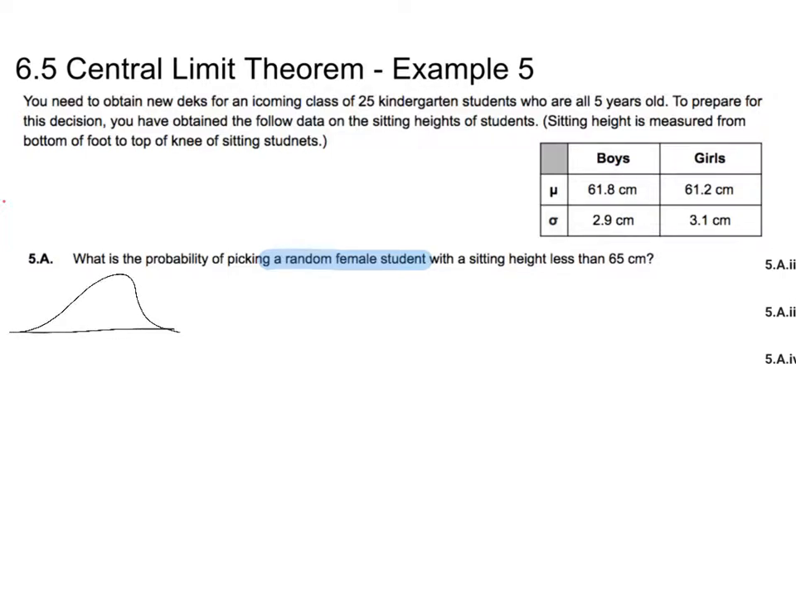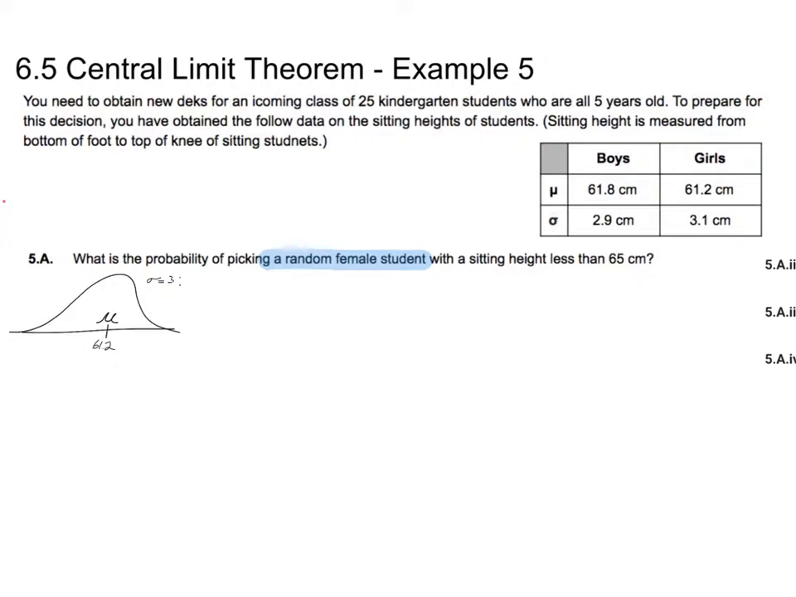Here's my normal curve. I'm going to go ahead and add to the middle of the curve my population mean. In this case, I'm looking at the population of girls and their heights, so I'm going to be looking at 61.2 centimeters. I also know that the standard deviation in this case is going to be the standard deviation of my population, which is 3.1. So I'll go ahead and add that here as well. So here's all my data set up.